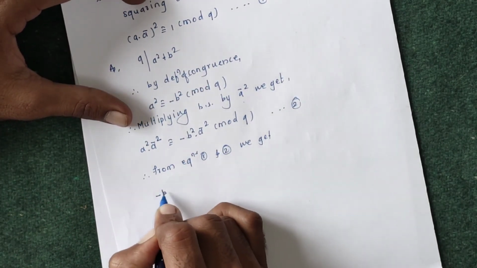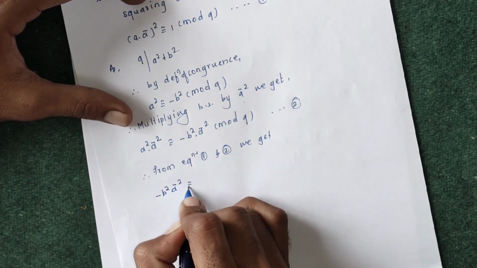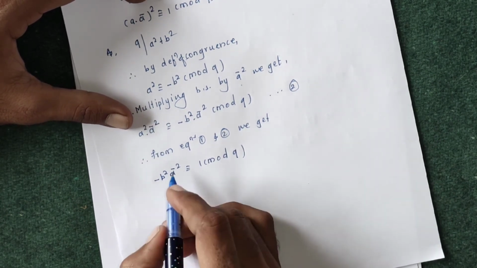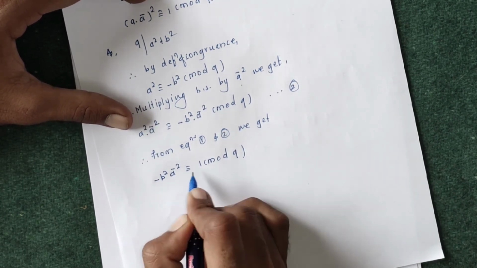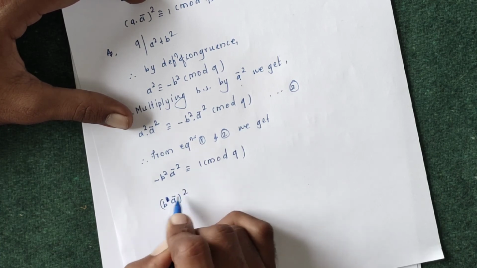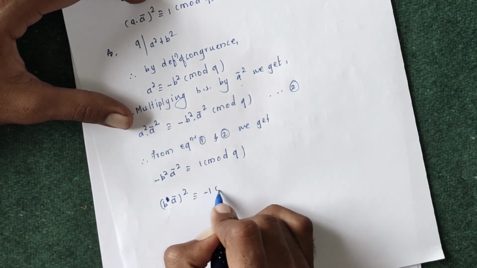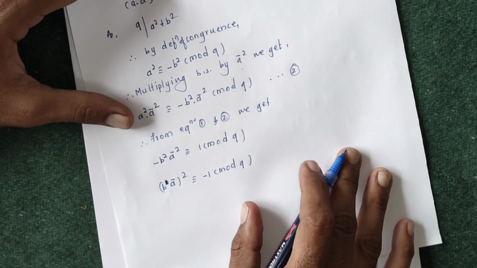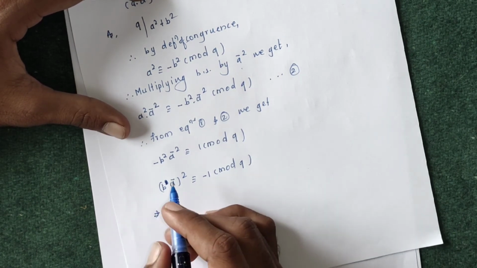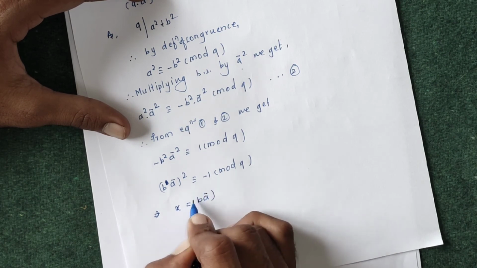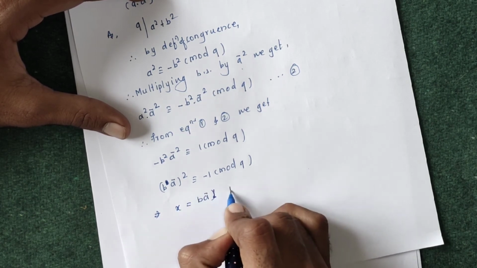Now rearranging this, or multiplying by minus 1 on both sides, we get plus B square A bar square. Instead of B square A bar square, I will write (B A bar) square, which is congruent to minus 1 modulo Q. So (B A bar) square is congruent to minus 1 modulo Q. This implies that X is equal to B A bar is a solution.